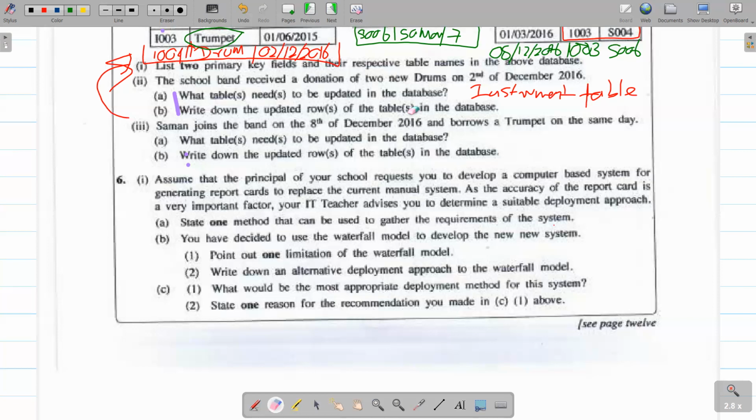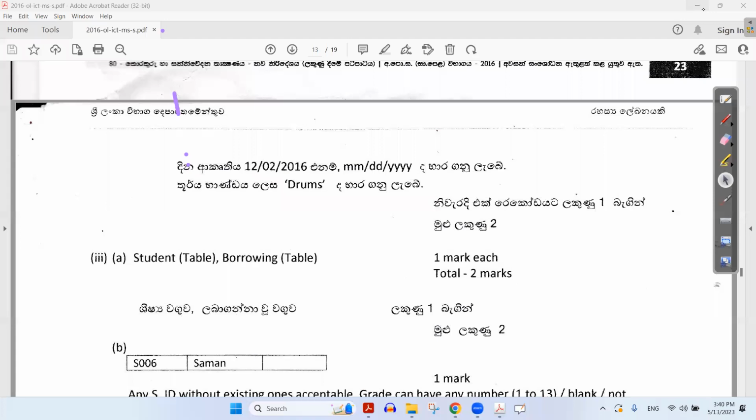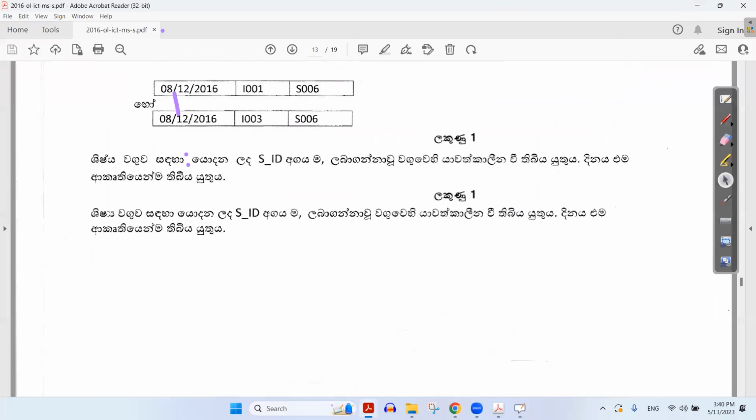All right. So part C. What would be the most appropriate deployment method? Oh yes, we discussed it. State one reason for the recommendation you made. If we are recommending the parallel deployment, then one reason is that if anything goes wrong with the new system, we still have all the records as a backup. Right. So those kinds of answers. Let's see how the answers are.